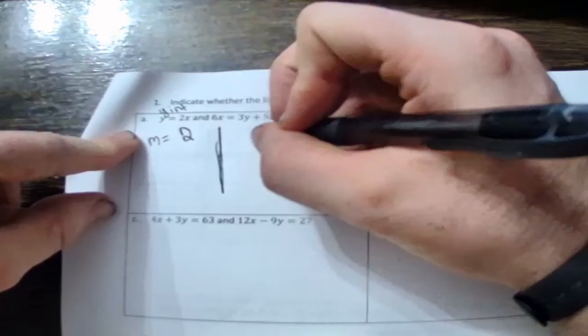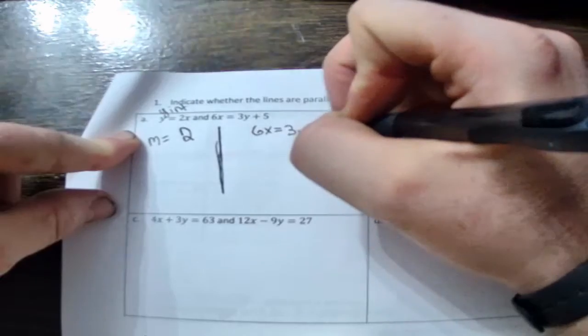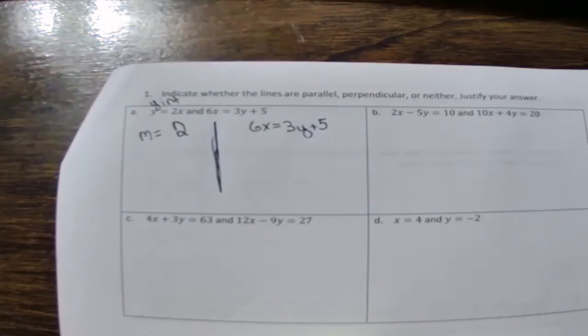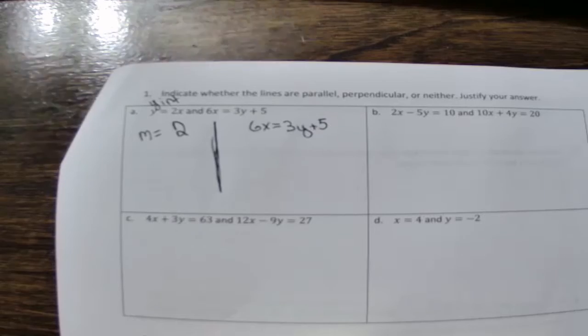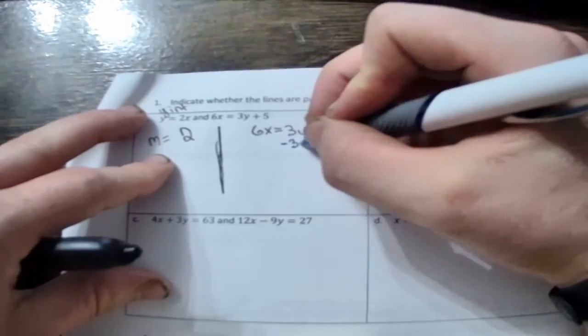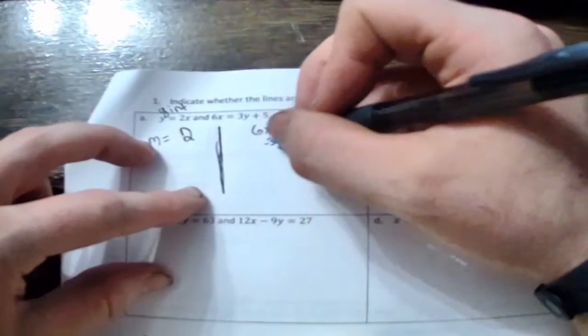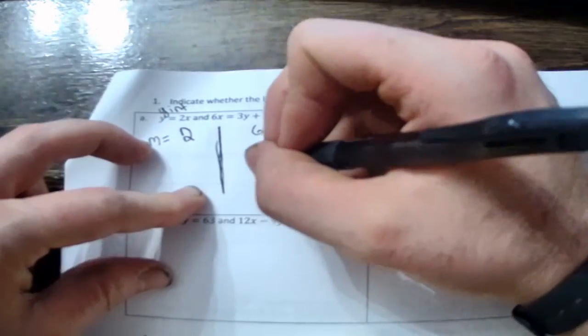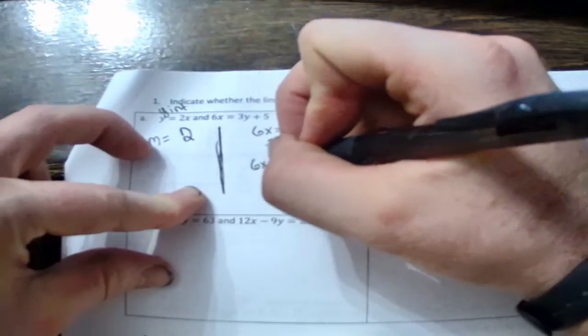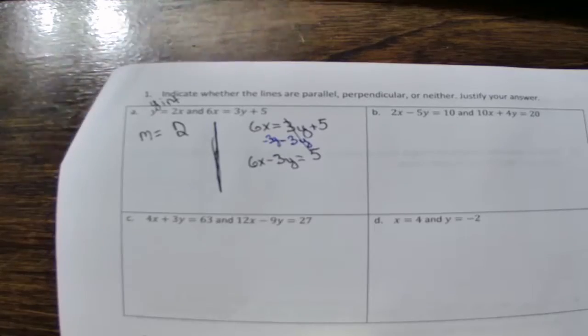Now this side, it's not in any of the forms we know. So my goal is to turn it into one of the forms that I do know. It's very close to standard form. The only thing that's missing is that this needs to be on this side. So to do that, I'm going to subtract 3y from both sides. Now, since this can't go together, I'm just going to put them next to each other. So 6x minus 3y equals 5, because these canceled out. Now it's in standard form.